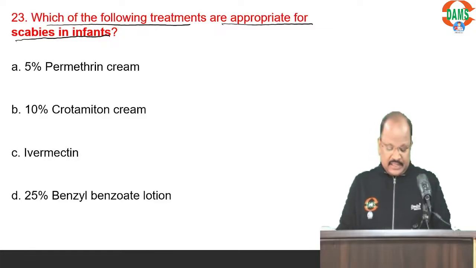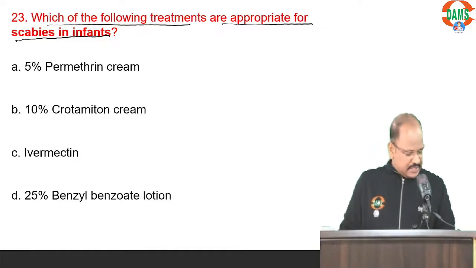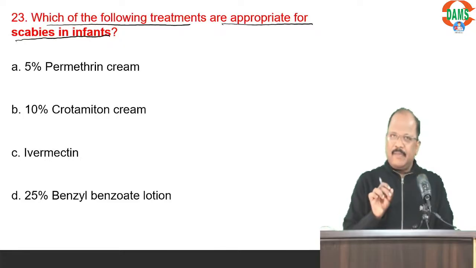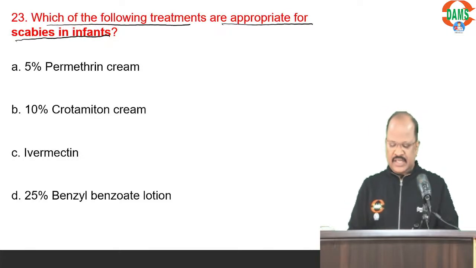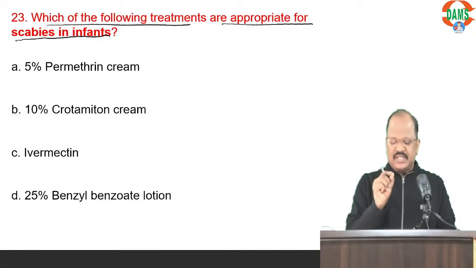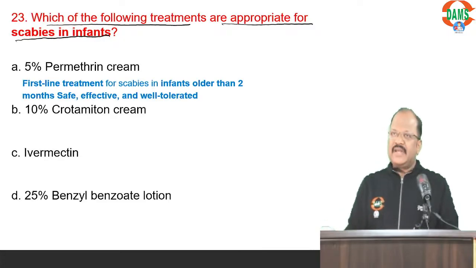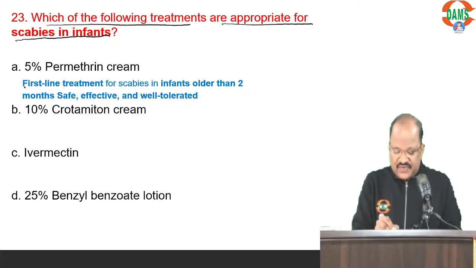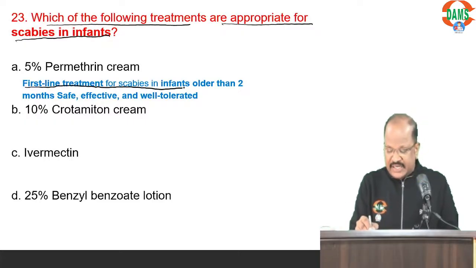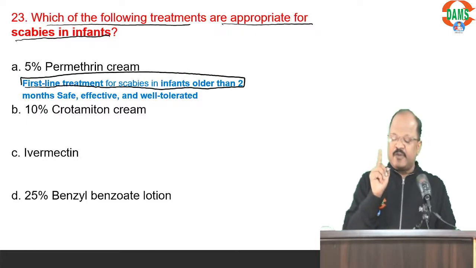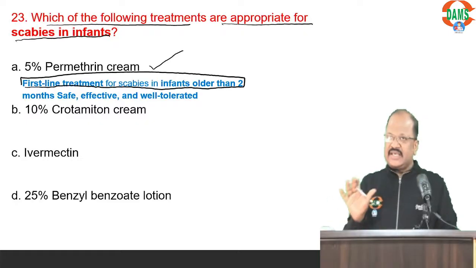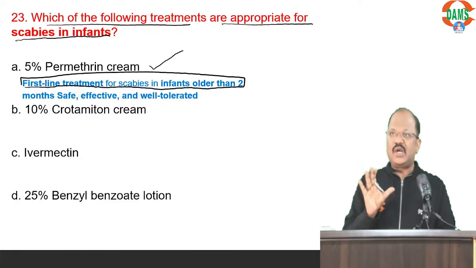I think it's a multiple response question. Can you please answer whether it was a multiple response or single response question? If single response, the best answer is permethrin. It's the first line treatment for scabies in infants older than 2 months. Single response means it is the best answer: a safer, effective, well tolerated drug.